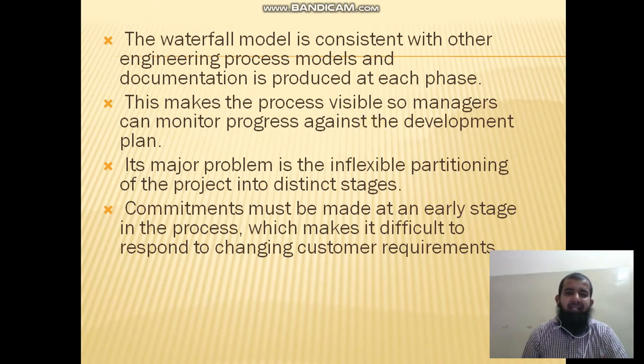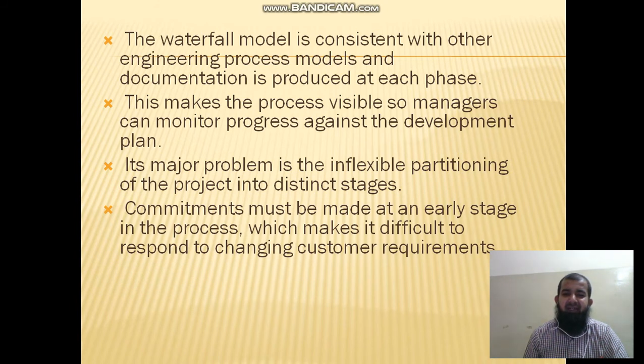Its major problem is the inflexible partitioning of the project into distinct stages. Here the project is divided into distinct stages, so once one stage is complete, you go for the next stage. You can't go back to the previous stage. That is the disadvantage of the waterfall model.